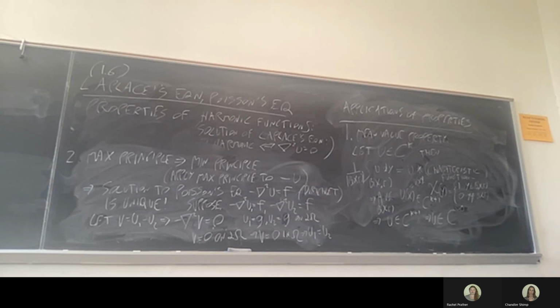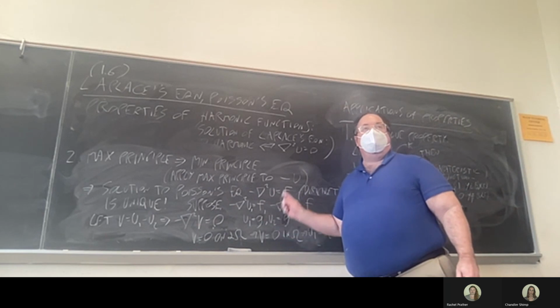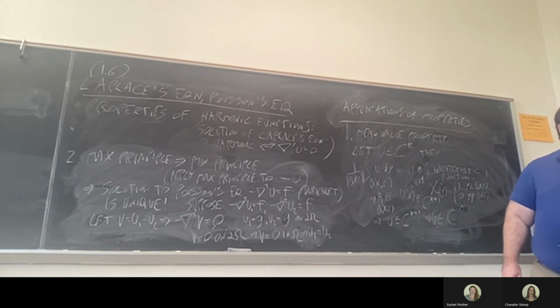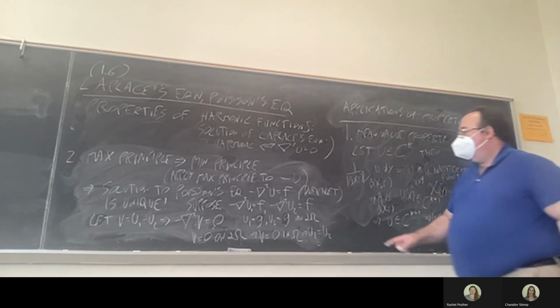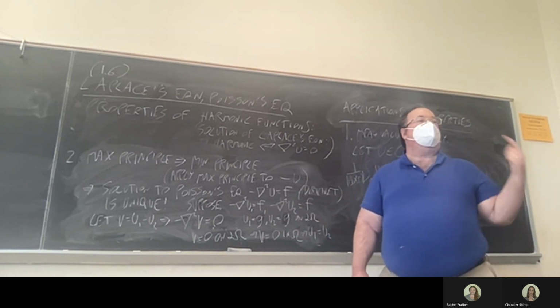Questions about this uniqueness proof? Why are we assuming U1 and U2 equals G? So that's what we're trying to show. Yeah. So we're assuming that U1 and U2 are both solutions of the same Dirichlet problem for Poisson's equation. I want to show that U1 equals U2, right? Well, you're given that they're equal on the boundary. You want to show they must be equal in the interior.